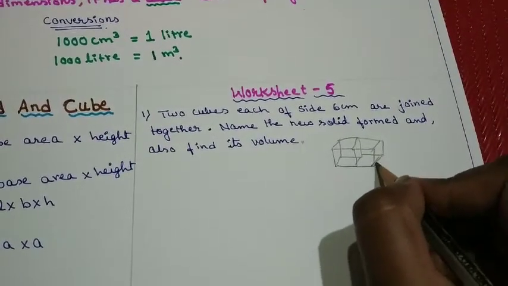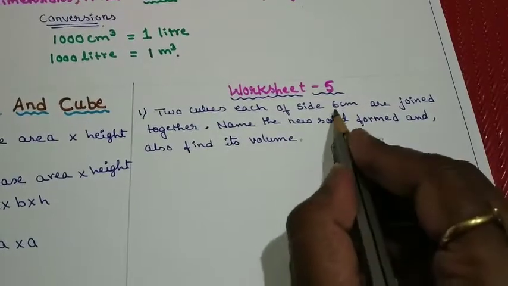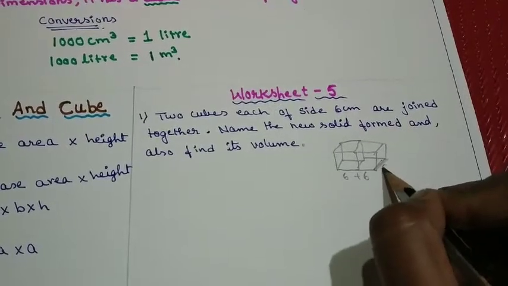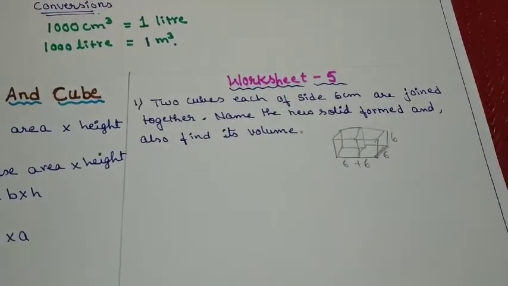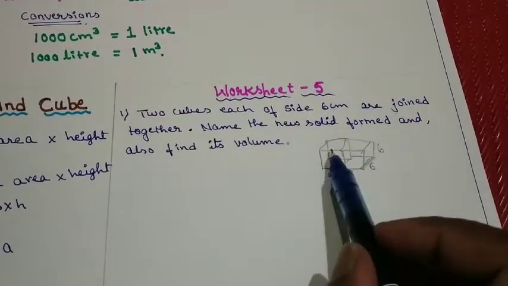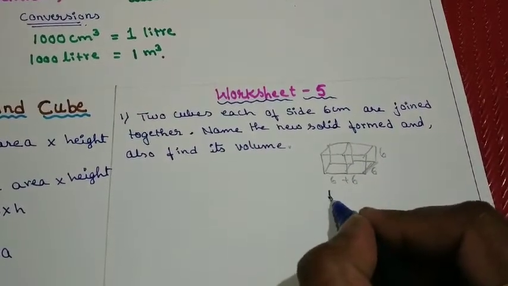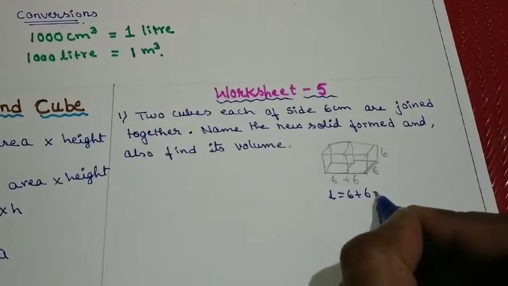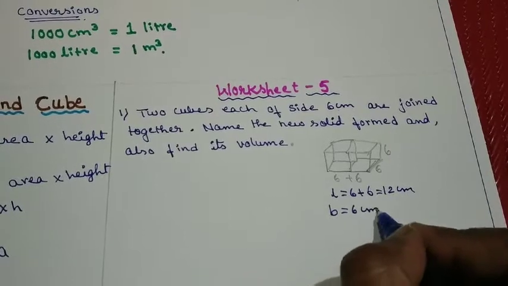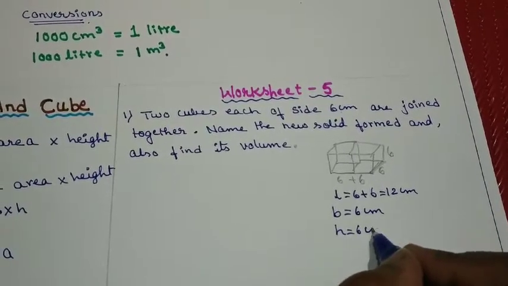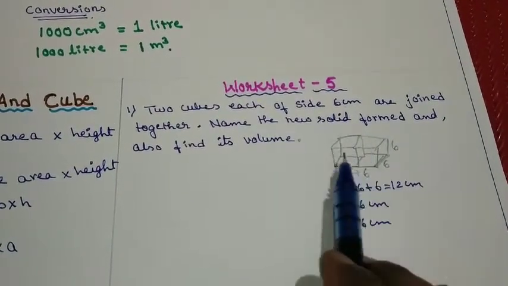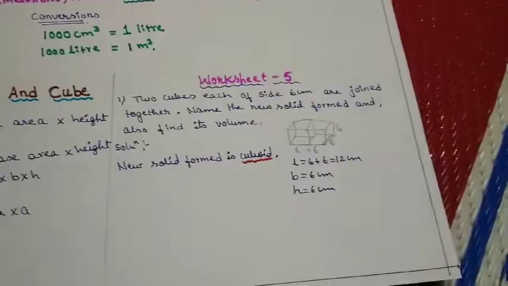We obtain a new figure called a cuboid. The side of each cube is 6 cm, so the breadth is 6 and the height is 6, because we know that the edges of a cube are the same. The cubes are joined side by side. Therefore, the length becomes 6 plus 6 equal to 12 cm. Breadth remains 6 only and height remains 6 only. Then here I have three different dimensions. Therefore, the solid obtained is a cuboid.